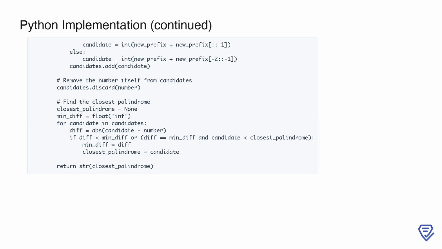This ensures that we select the nearest palindrome, and in the case of ties, the numerically smaller one. Finally, after evaluating all candidates, the closest palindrome is converted back to a string and returned as the result of the function. This approach ensures we thoroughly explore all possible palindromes while efficiently identifying the closest one.